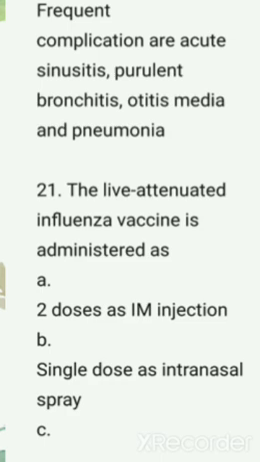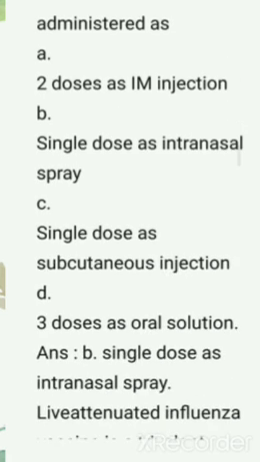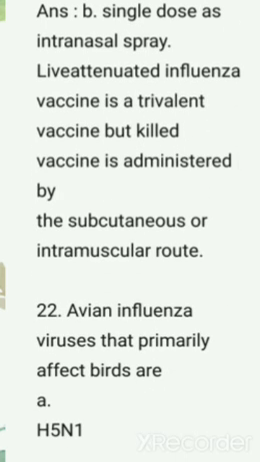Question number 21. The live attenuated influenza vaccine is administered as, options are: A. 2 doses as IM injection, B. Single dose as intranasal spray, C. Single dose as subcutaneous injection, D. 3 doses as oral solution. Correct answer option B, single dose as intranasal spray. Live attenuated influenza vaccine is a trivalent vaccine, but killed vaccine is administered by the subcutaneous or intramuscular route.